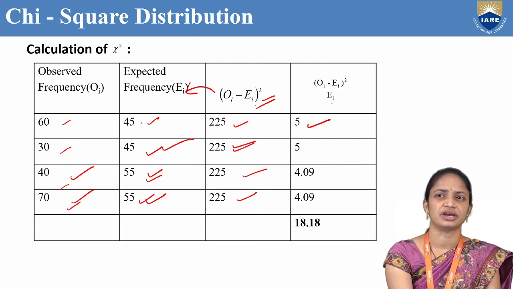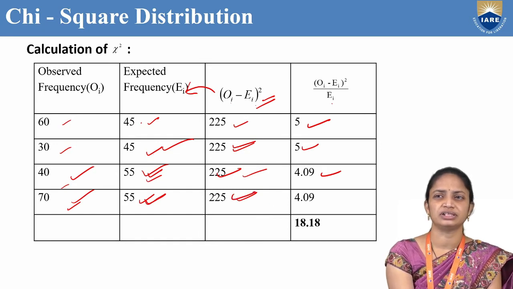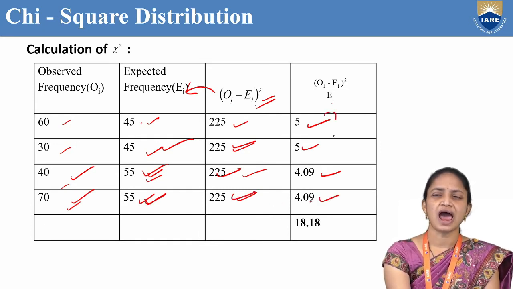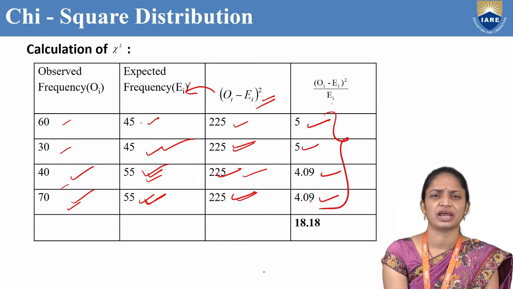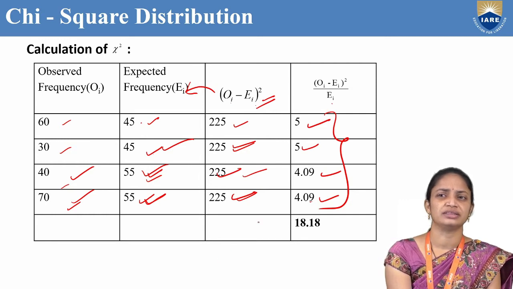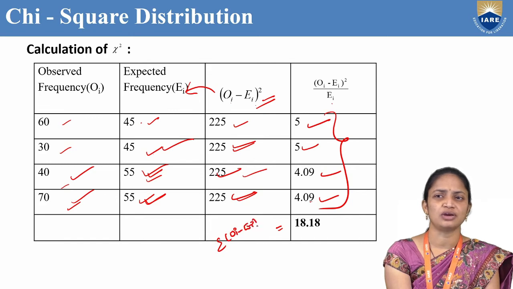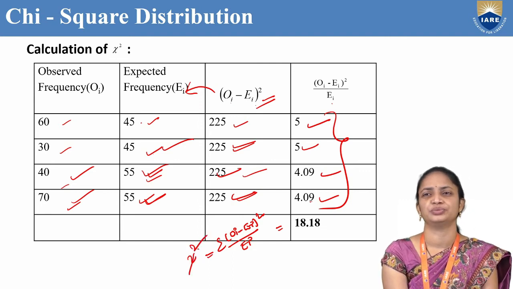225 divided by 45. So 225 divided by 55 is 4.09. So add all these values. That means 5 plus 5 plus 4.09 plus 4.09, you will get 18.18. That means the sum of (y minus ei) whole square by ei value. That is nothing but the chi-square value.